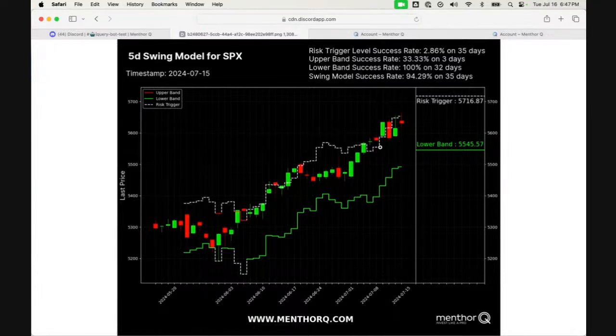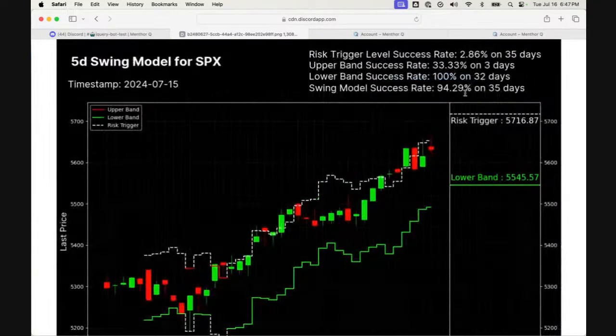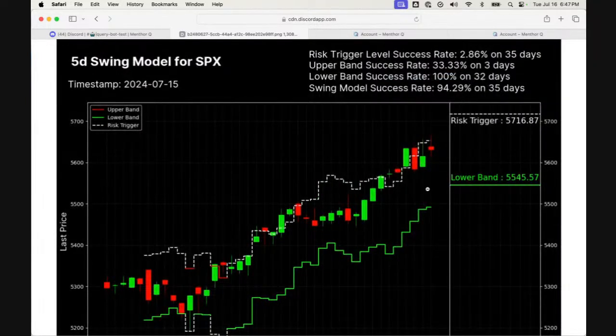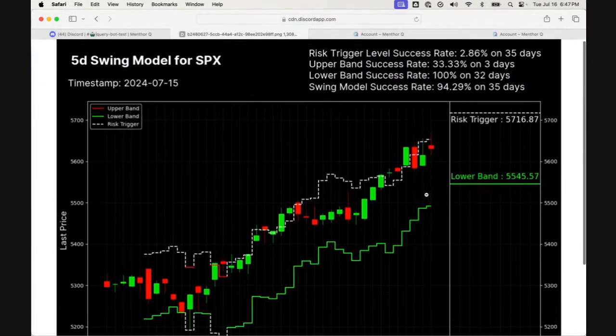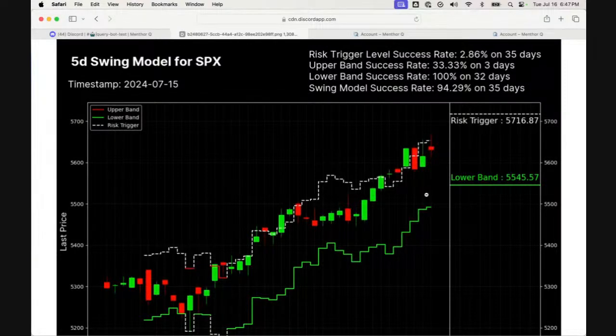And if you look at the swing model success rate, the very bottom line where it says success rate, 94.26% on 35 days. So for the last 35 days that this model ran, each day starting a new occurrence, 94.29% of the time the model was successful. Now, if you go up to the next one, the lower band success rate was 100% over the last 32 days. So for the last month, if you sold options at that level or below it, 5 days out, it would have been a winner.